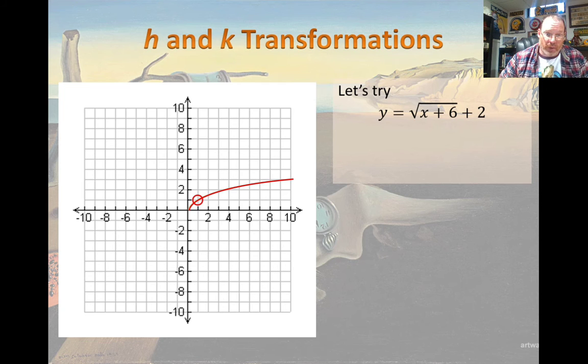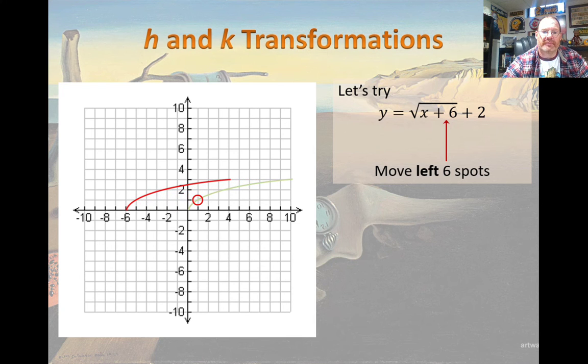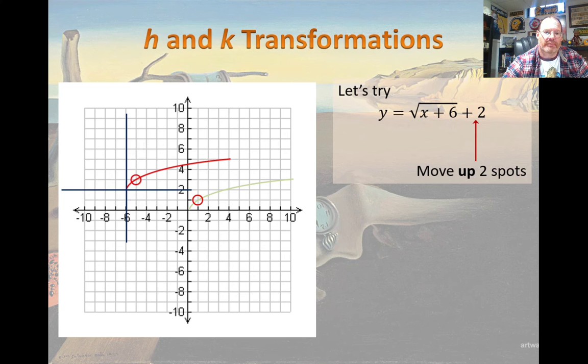Okay, let's take this. Our parent function is the square root, and it's drawn there. And let's figure out what the transformation looks like. First of all, that tells us to move it left 6 spots. So it's going to move to there. And secondly, the 2 means that we're moving it up 2 spots. And remember that 1, 1 spot. That is our final graph. And you don't have to redraw the axes. I'm just doing that for a visual sense.